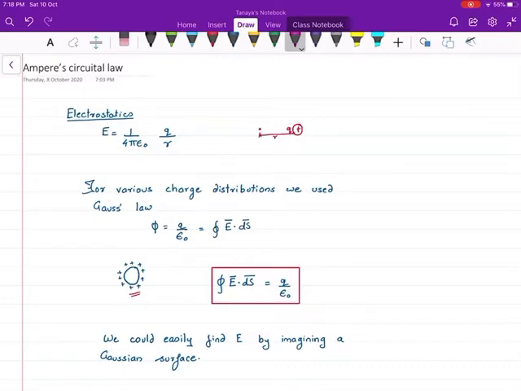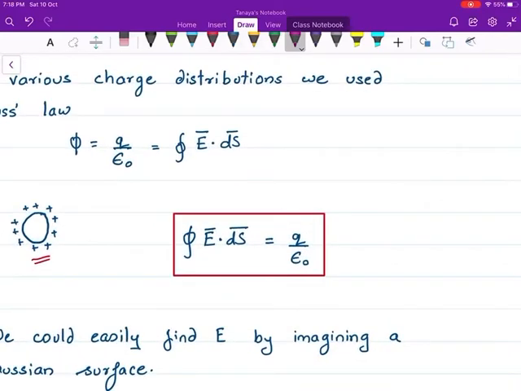But if we have specific charge distributions, like a sphere which is charged, or a plane surface which is charged, or a charged cylinder or a rod which is charged, it is for such charge distributions that it is easier to use the Gauss law for finding the electric field intensity. And what was the Gauss law? That closed integral E bar dot ds bar is equal to q upon epsilon naught.